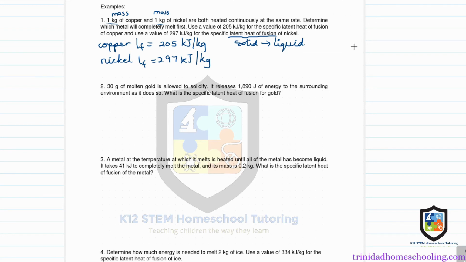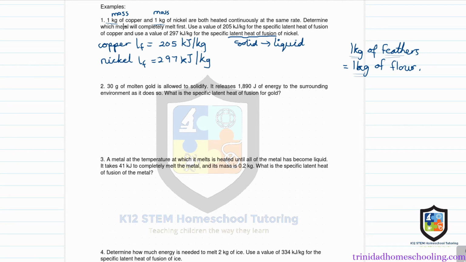Now the mass is the same. 1 kilogram of feathers is equal to 1 kilogram of flour. Okay? 1 kilogram of whatever it is, no matter what it is, is the same amount. So just keep that in mind. Now, we want to know which one is going to melt first. Now, how much energy does it take to melt?